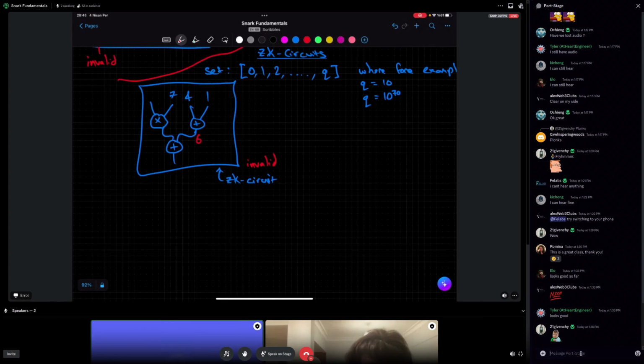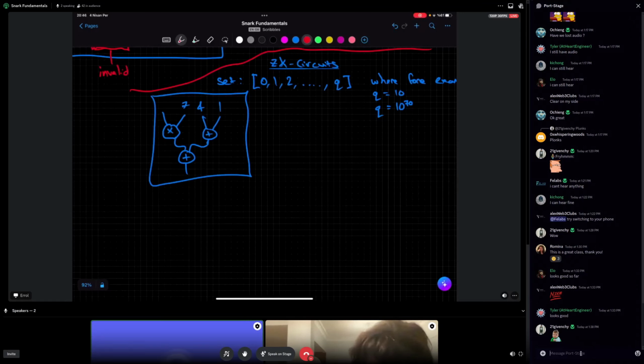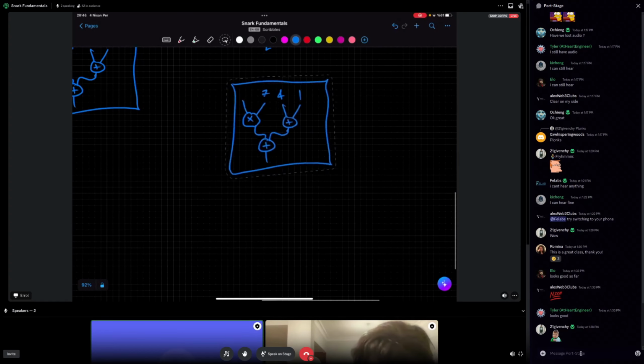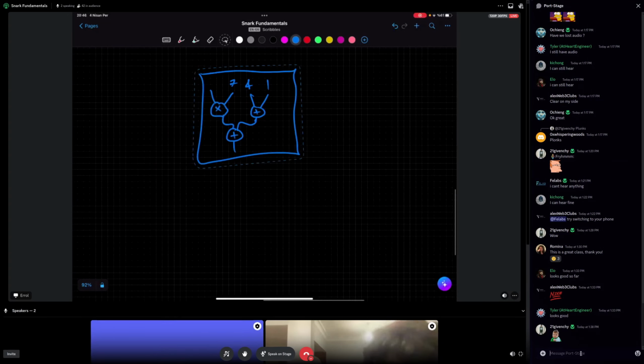Let's take this circuit we just drew. Let me paste it, and let's get to a new place. This is the ZK circuit, do blue. This is our ZK circuit.